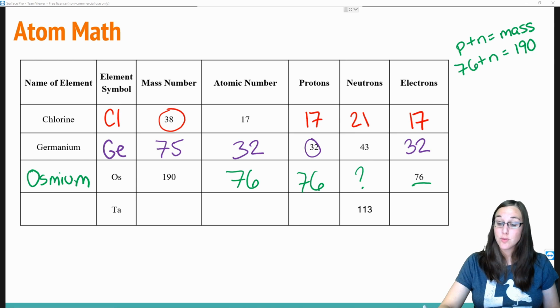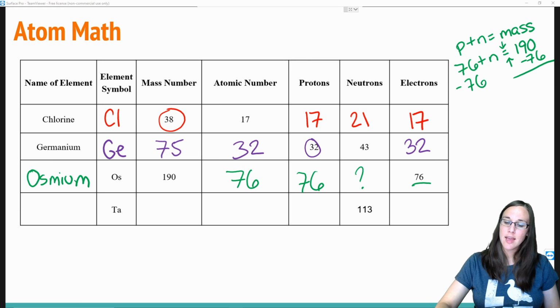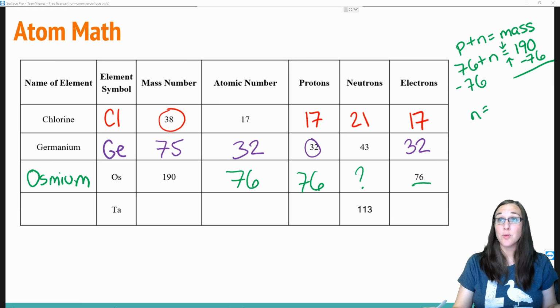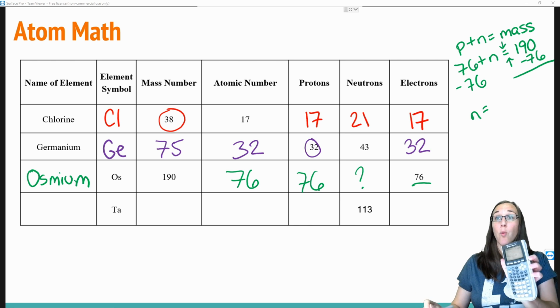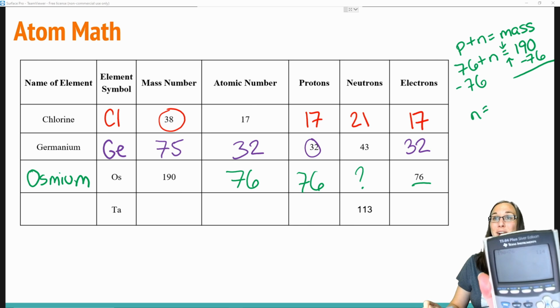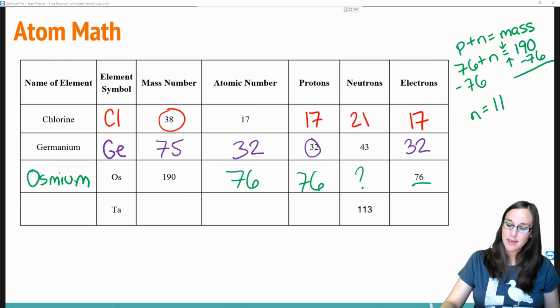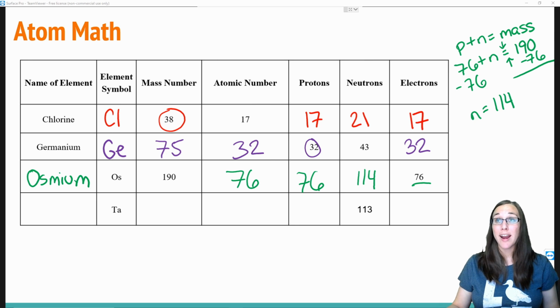In order to get N by itself, we need to undo addition by subtraction. We're going to subtract 76 from both sides, and we get N equals... Again, I don't like doing math in my head, so 190 minus 76 is 114 right there. Woohoo! And that's going to be the value that we can plug in for our neutrons. There are 114 neutrons in one atom of osmium.